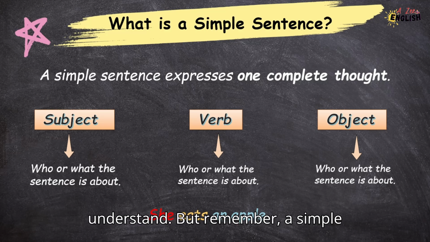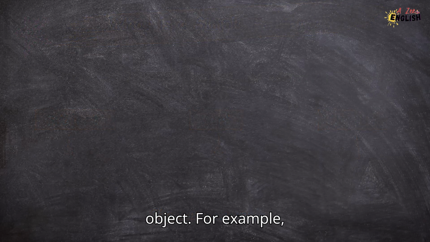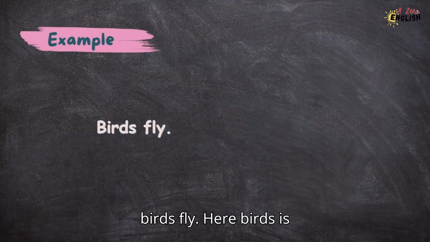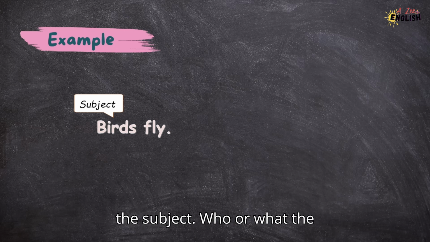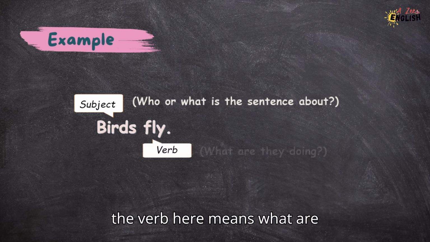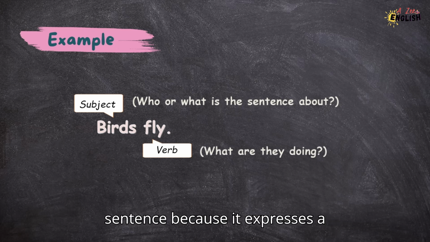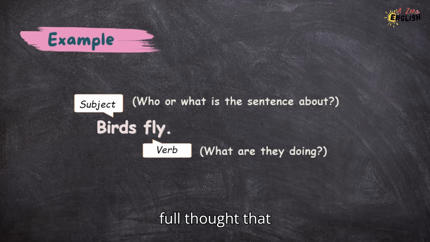But remember, a simple sentence doesn't always need an object. For example, birds fly. Here, birds is the subject, who or what the sentence is about. And fly is the verb here, meaning what they are doing. So this is still a complete sentence because it expresses a full thought, that birds fly.